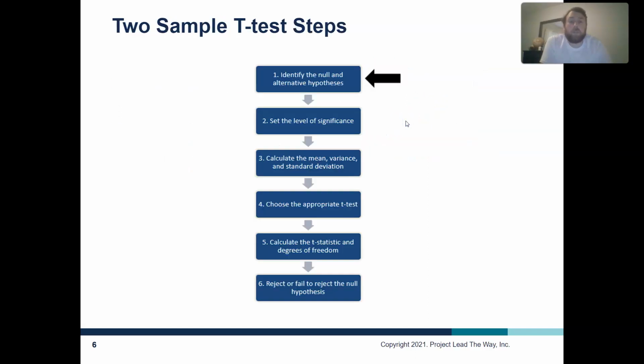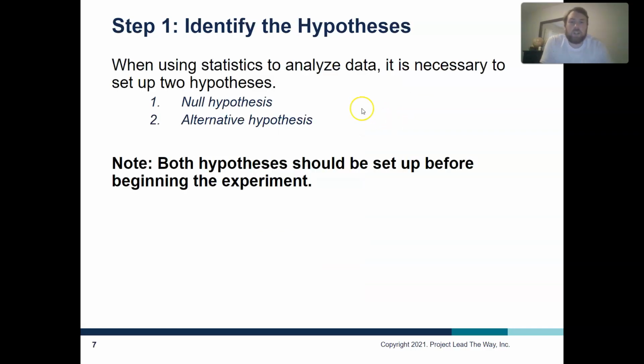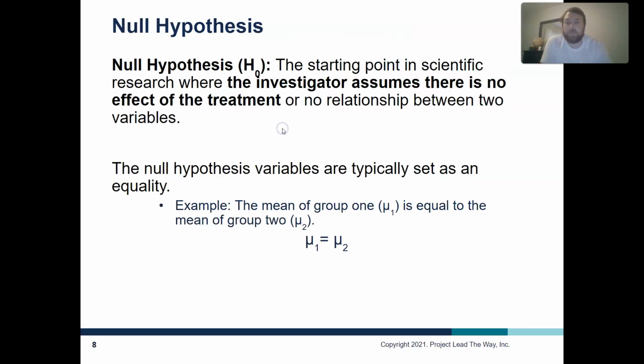So the first step in this whole process is to identify the null and alternative hypotheses. And this is kind of a strange thing to think about because we really do always have two hypotheses in our experiment. We have the null hypothesis and the alternative hypothesis. Both of these hypotheses should be set up before beginning the experiment, but in this case, we know that the researchers went through the process. We're going to isolate their hypothesis for them as if they hadn't done the experiment yet.